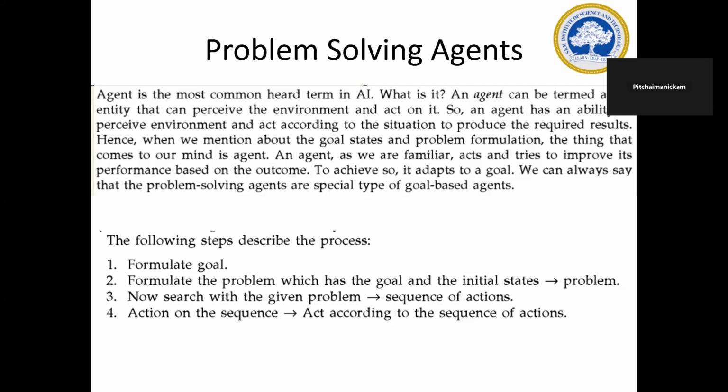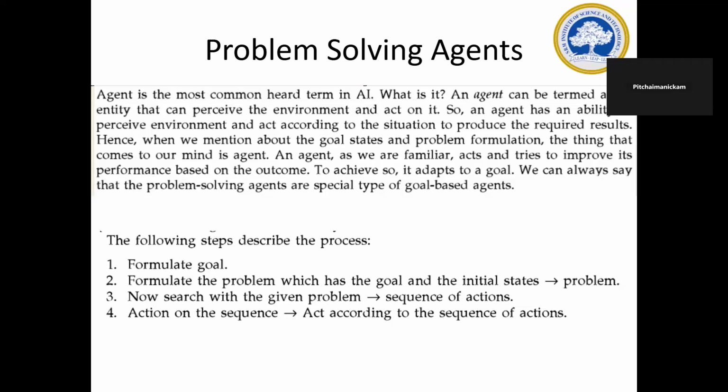And what are the following steps that describe the process? We have four important aspects. One is to formulate the goal. Another is to formulate the problem, which has the goal as well as the initial states. And once the initial as well as the final states are identified, we need to search for the solution to the problems.